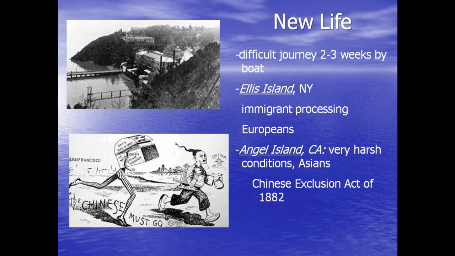And the differences between Ellis Island and Angel Island were quite remarkable. Ellis Island was very administrative and procedural. Angel Island really put immigrants through the ringer and had very harsh conditions for Asians coming into this country.